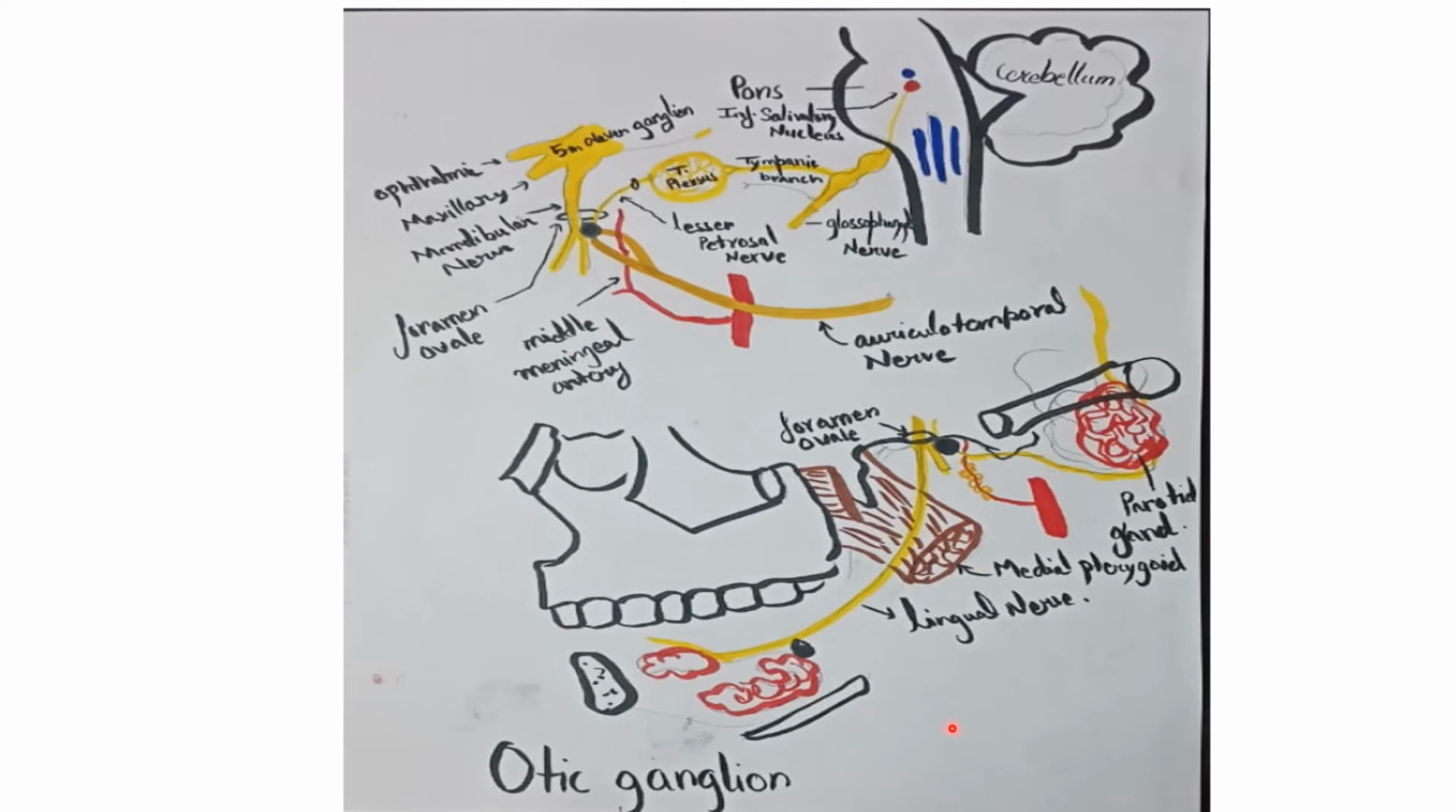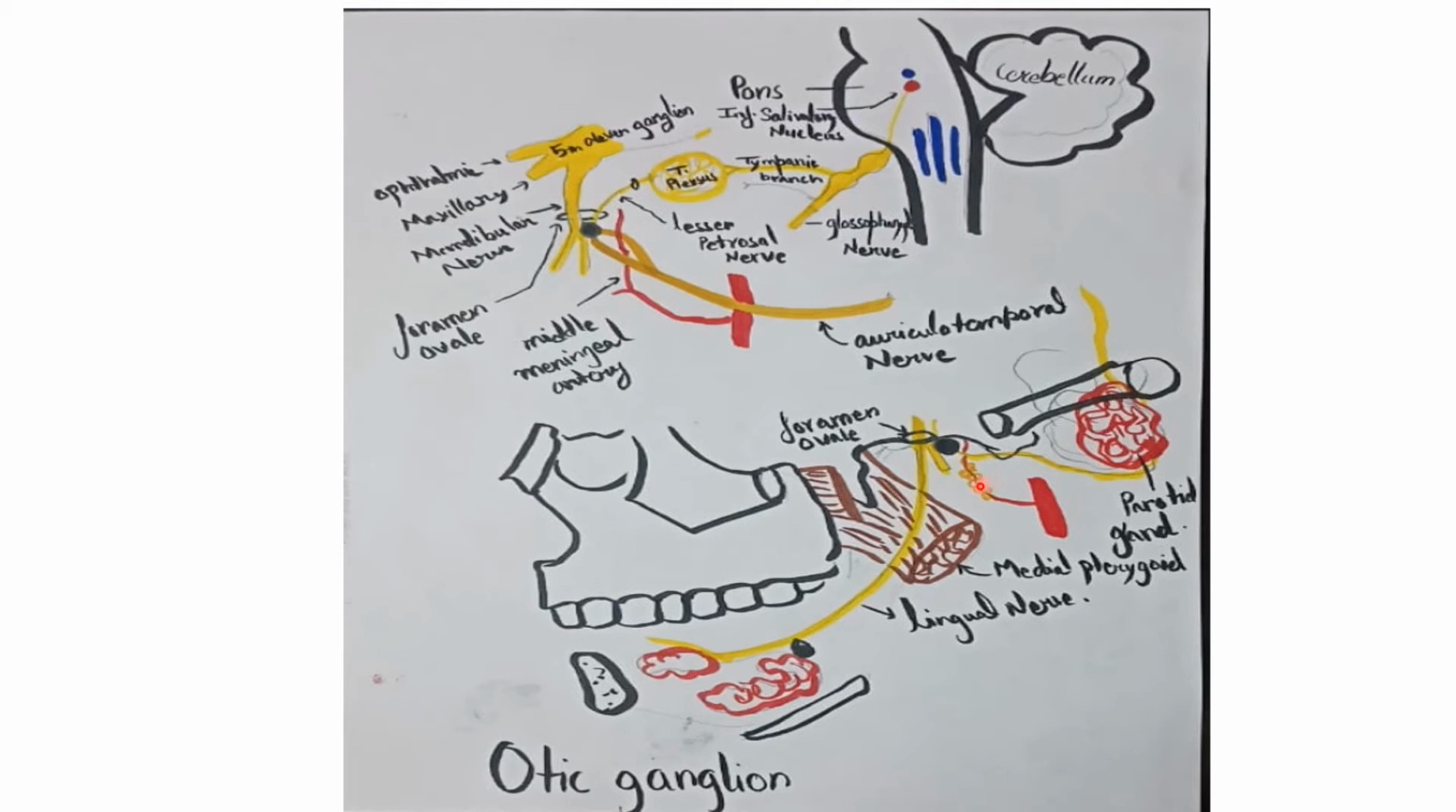The sympathetic root is derived from a plexus around the middle meningeal artery. Now, the middle meningeal artery is a branch of the maxillary artery. So, this is your maxillary artery, right? The first part of the maxillary artery gives origin to your middle meningeal artery, and over the middle meningeal artery there are the postganglionic fibers of the sympathetic trunk.